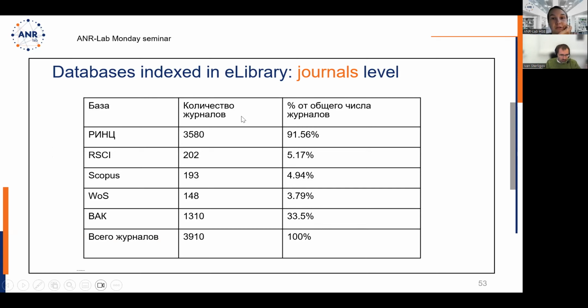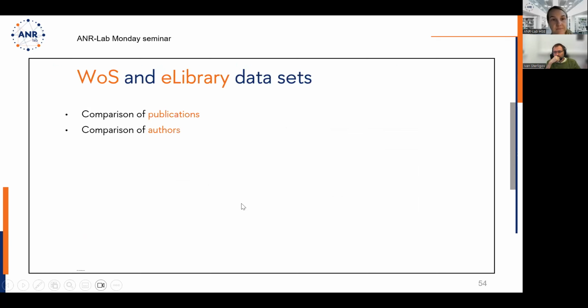And talking about journal levels, the majority of them are indexed in RINTS. And then you can see what we have for Russian Science Citation Index, Scopus, WOS, WAC, and so on. Again, these are the units, the subsets which intersect. And again, we looked at what the shares of the intersections are.